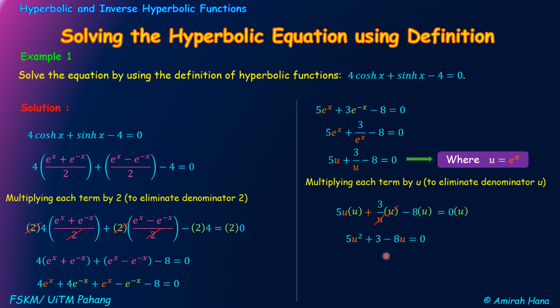This is a quadratic equation. To solve a quadratic equation, we need to rearrange based on descending power of u. So we start with 5u squared minus 8u plus 3 equals 0. Then we need to factorize, or you can use a calculator: u minus 1 times 5u minus 3 equals 0.